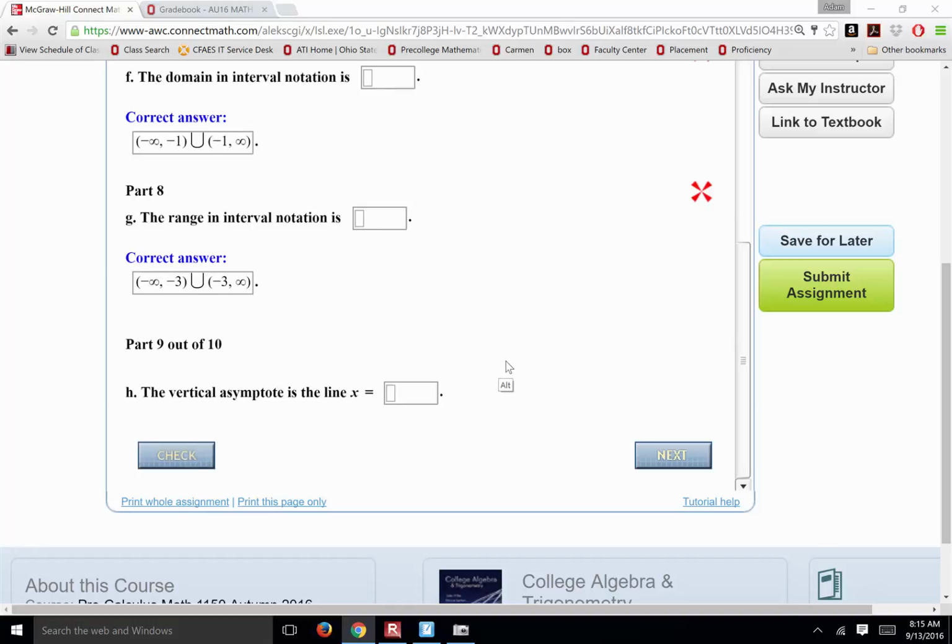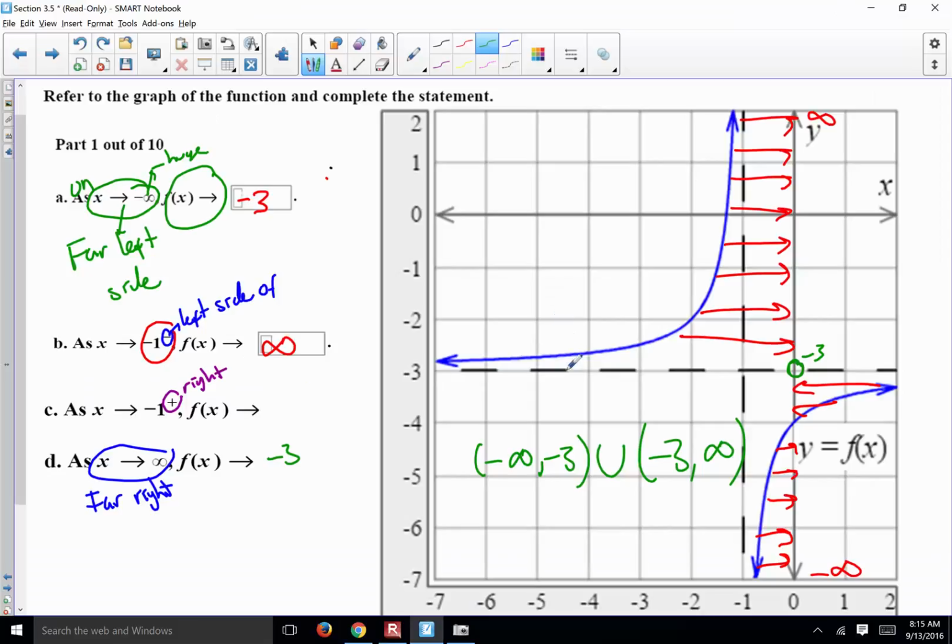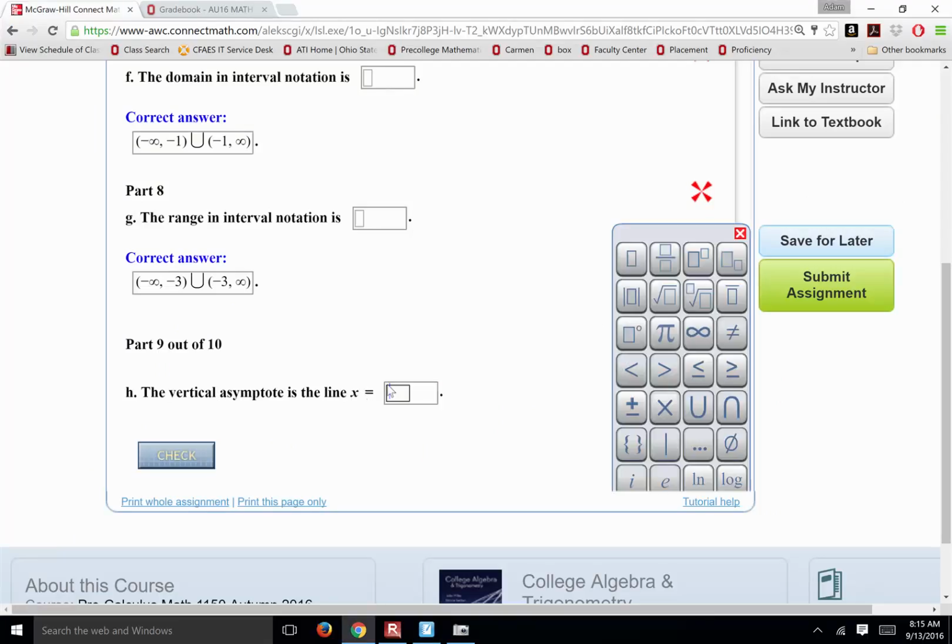Alright, vertical asymptotes. Do you see an up and down running electric fence? Your curve is not allowed to touch, but it goes towards it. -1. This moment. -1, but we write it, vertical asymptotes are typed in as x equals something. That number is -1. How about horizontal asymptote?